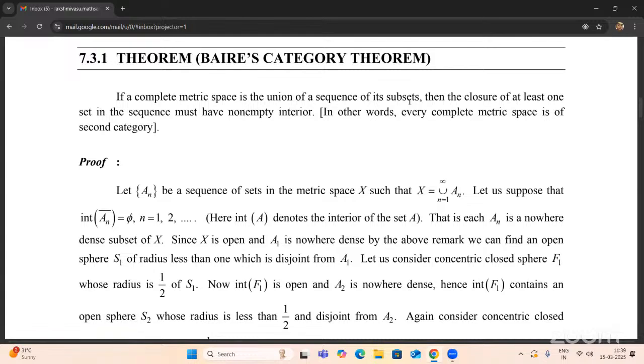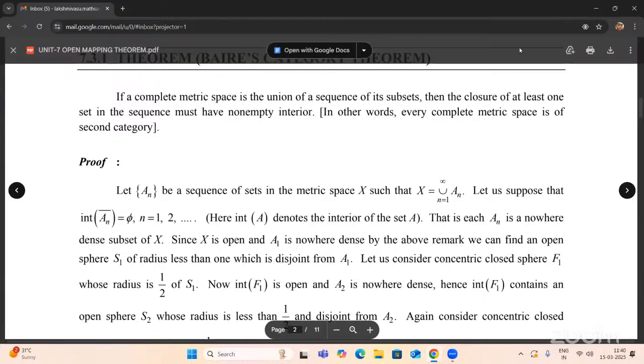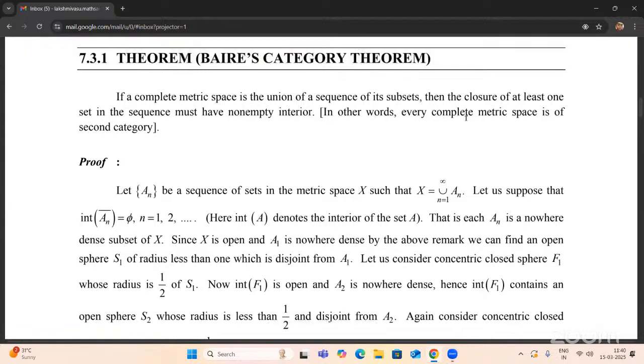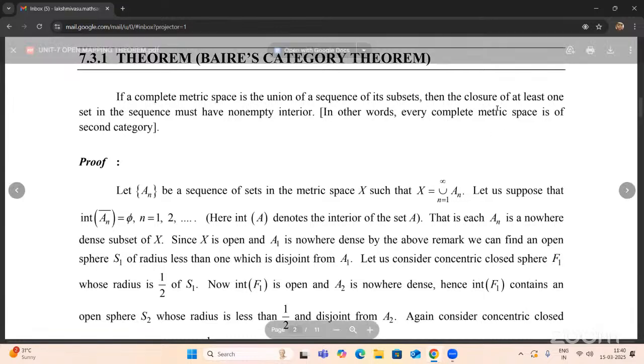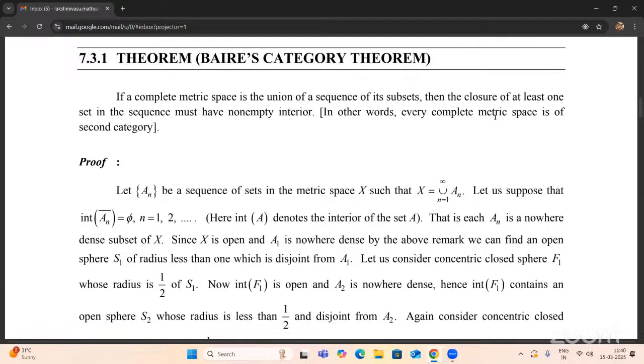In a complete metric space, every Cauchy sequence converges to a point. Suppose in a metric space there are two terms Xn and Xm. Cauchy sequence means that the distance between Xn and Xm is less than epsilon, that is, mod Xn minus Xm is less than epsilon. Both converge to the same point. So that is the Cauchy sequence, and when every Cauchy sequence converges to a point, the space is called a complete metric space.